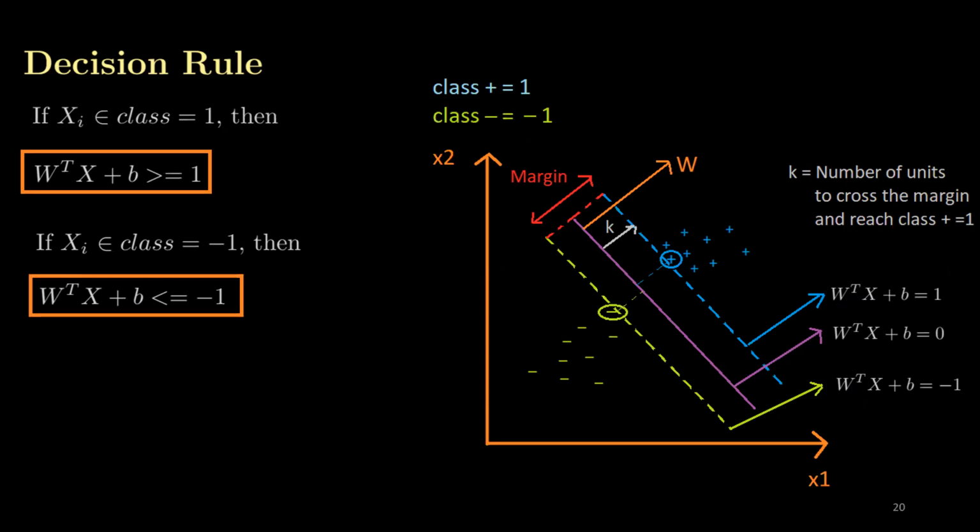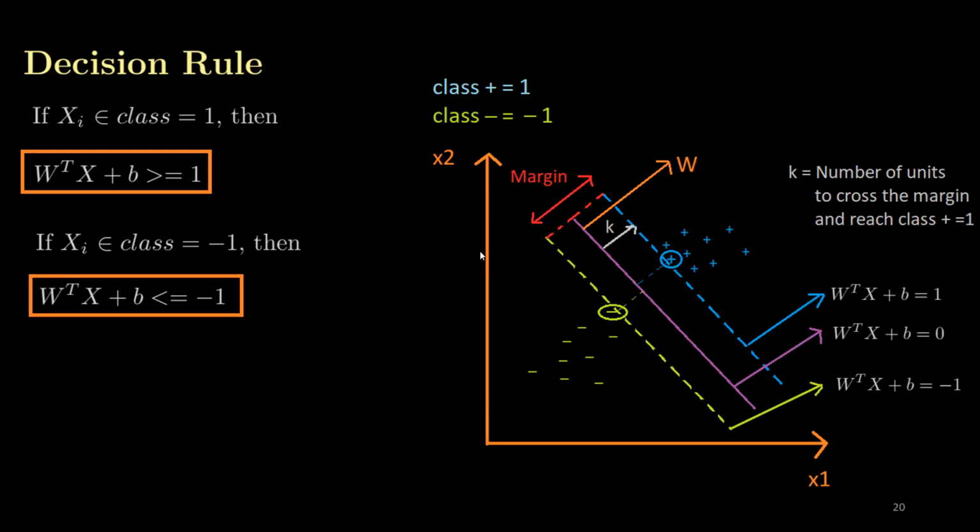So in the previous two lectures, we discussed the mathematics of support vector machine in detail, and we also derived one of the most important parameters for the support vector machine, which was the k. And we defined k as the number of units to cross the margin and reach the positive class. Furthermore, we also discussed how we can set the value of k in order to make support vector machine a soft classifier or a hard classifier. Also, we discussed how k can be used to regularize the support vector machine.